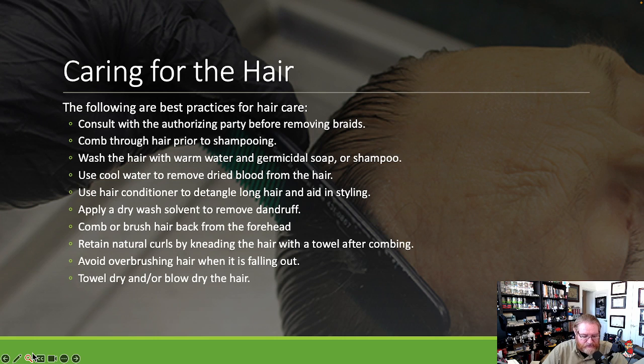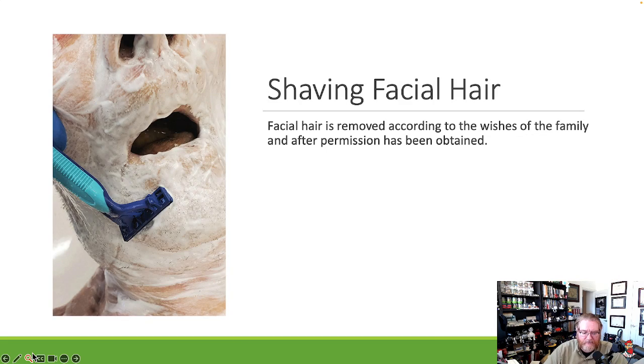Apply a dry wash solvent to remove dandruff. Comb or brush hair back from the forehead. Retain natural curls by kneading the hair with a towel after combing. Avoid overbrushing hair when it is falling out, and towel dry and or blow dry the hair.